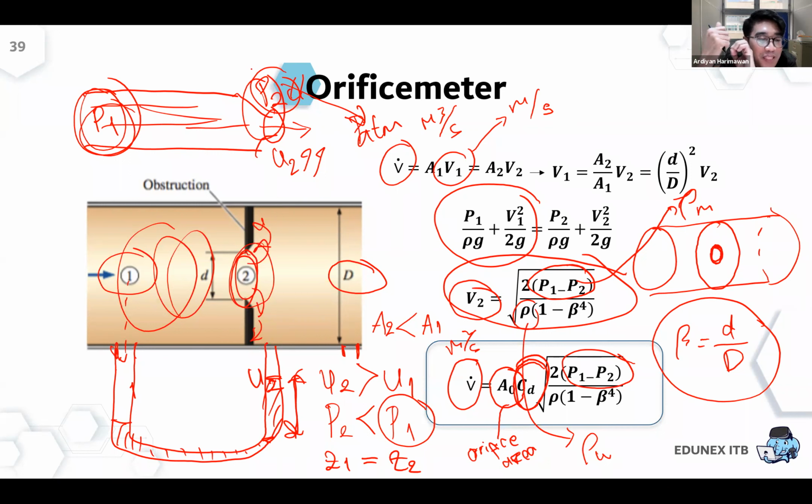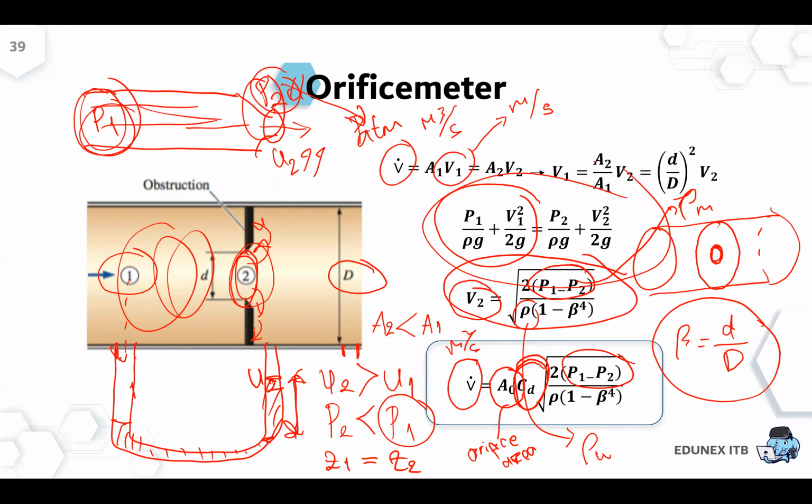It's counterintuitive, but basically that's what will be happening based on the Bernoulli. So if you have increasing value of velocity, then you must have decreasing value of pressure, as long as the position of the pipe is horizontal. There is no change in potential energy.